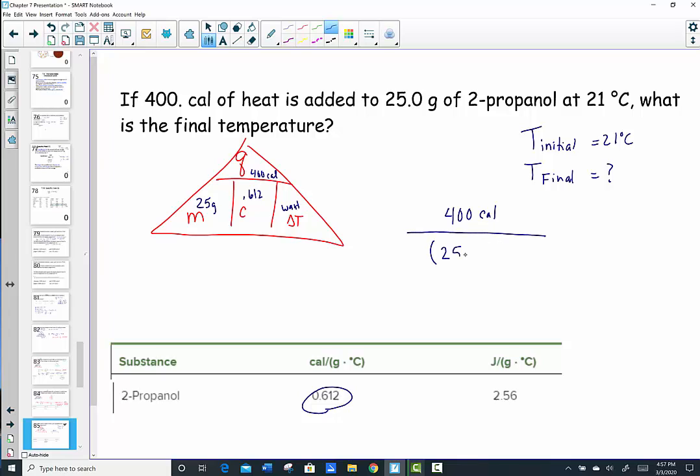So I have 25 grams times 0.612 calorie per gram Celsius, and that's going to give me my delta T. So this is what we want. You see what we have? Q over M times C. And that's going to pull out delta T. So hit that with me, your key sequence. 400 divided by parenthesis 25 times 0.612, close parenthesis.